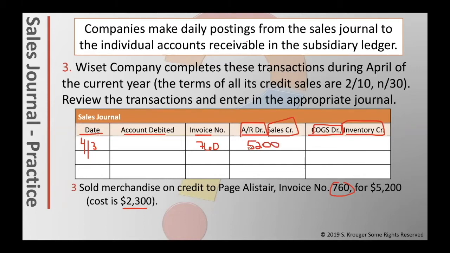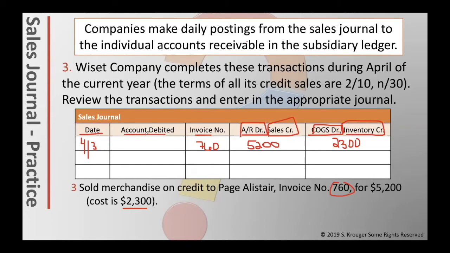We had 5,200 as a debit to accounts receivable and 5,200 as a credit to sales revenue. Cost of goods sold, the debit was 2,300 and inventory, the credit was 2,300. We just have to put the amount in the box, making this a lot easier. We don't have to write out all 4 lines or all the entries. We just have to put the amount in the box.